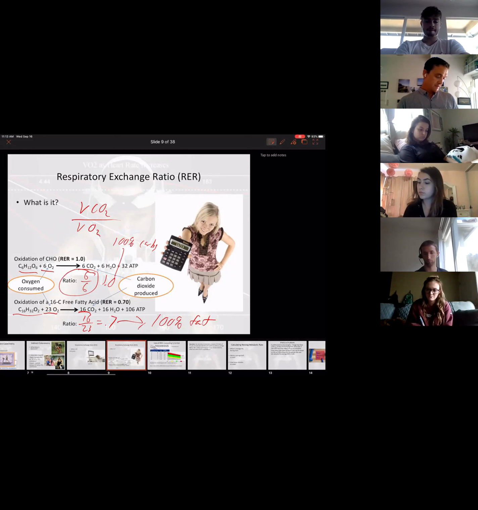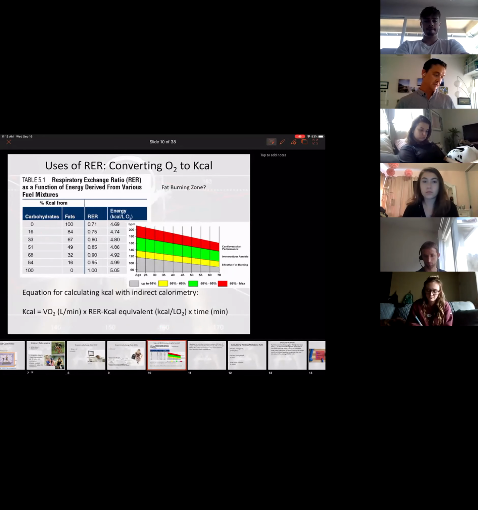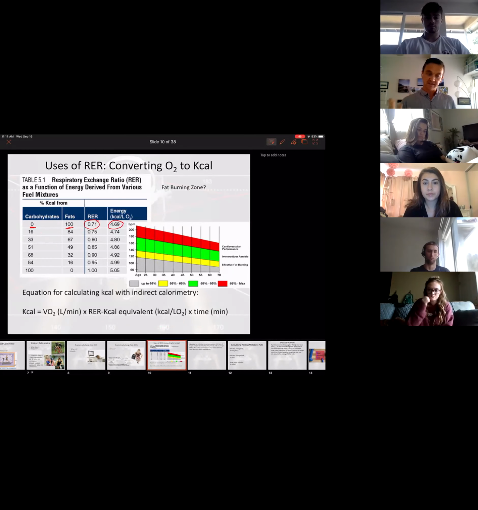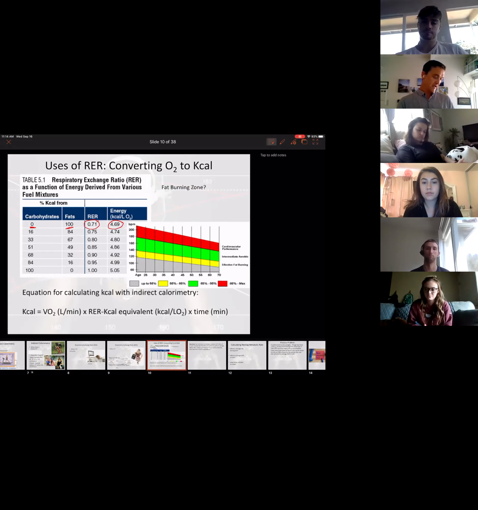Okay, this table here on the next slide is going to be the one that we're going to use for class today, okay? Again, 0.7 is very close to the 0.71 in this one, obviously. That means we're burning no carbs and 100% fat, but the number that we're going to need for our calculations is this one. We need how many calories we get out of each liter of oxygen used when our RER is 0.7, okay? And in that case, it's 4.69, okay?